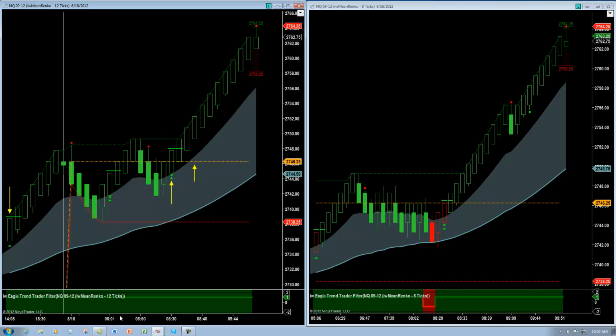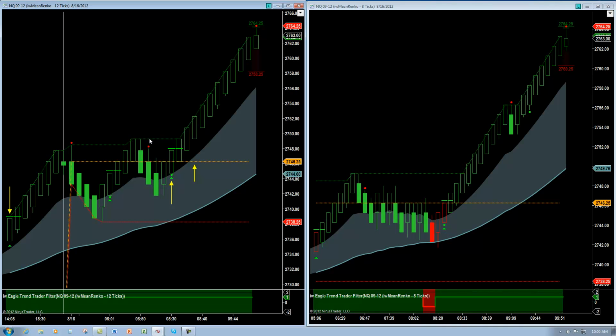Now the first thing that you're going to notice is this: the setups and the signals are all going to remain the same. It's just that when you use a smaller bar, it's going to give you a signal perhaps a little bit sooner, and it might give it to you a little bit more often than the 12-tick bar. Now, like I was saying in the post, we suggest you use a 12-tick bar. However, if you find something that works better for you and better for your trading style, then please, by all means, use it.